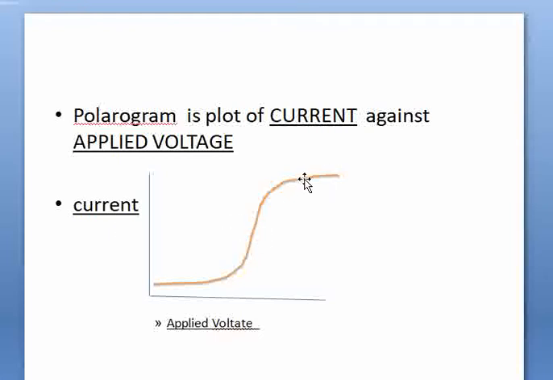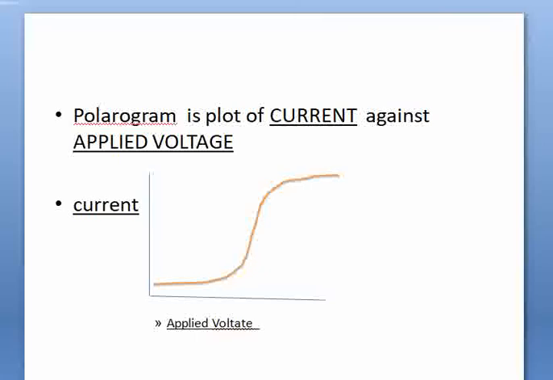The top portion is the limiting current. Here this is the ID current. From here to here we measure the ID. ID is used for quantitative purposes. There are also other currents: diffusion current, migration current, limiting current. Those things we have to study before the exam.